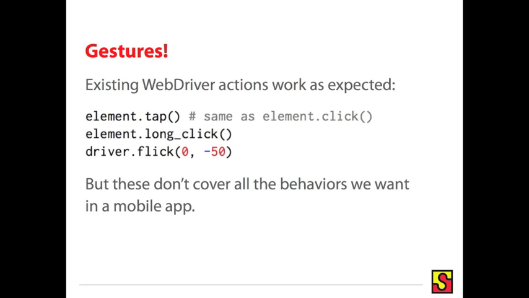The WebDriver specification currently also has a flick method, which takes two parameters, which is the speed in pixels per second that you want to go in the X and Y dimensions. So this command would say that I want to swipe or flick up, I believe, at a speed of 50 pixels per second. Of course, these few actions don't cover all the behaviors that we're familiar with in mobile app development. So we need a way to do that.